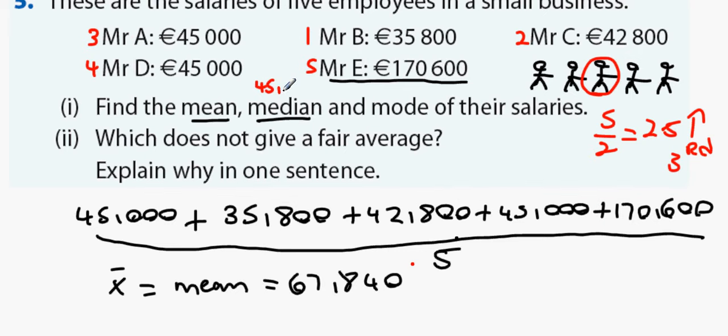Okay. Now the mode is the most common value. And as you can see, 45,000 comes up twice, so the mode is also going to be 45,000.